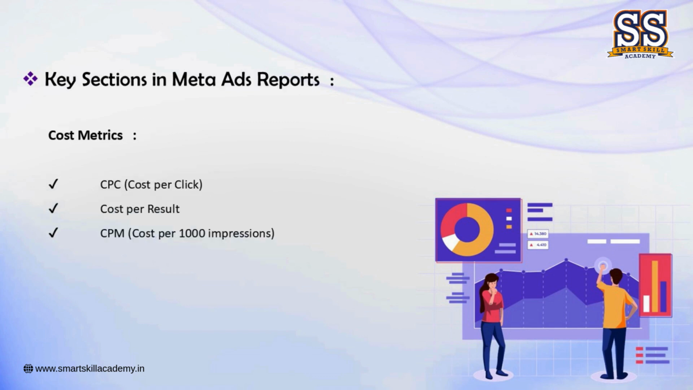In this final segment of our look into Meta Ads reports, we focus on cost metrics, which are essential for determining the financial efficiency and overall health of your digital marketing campaigns. We begin with CPC, or cost per click, which helps us understand how much we are paying every time a user is curious enough to engage with our ad.